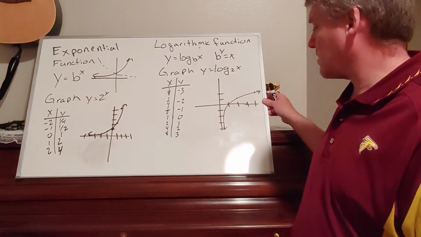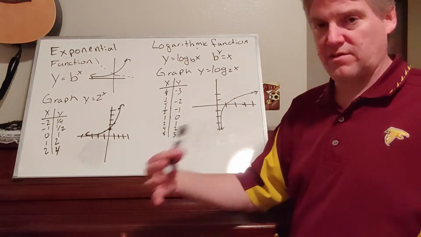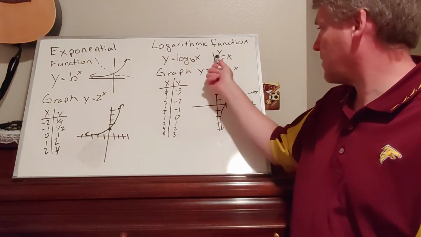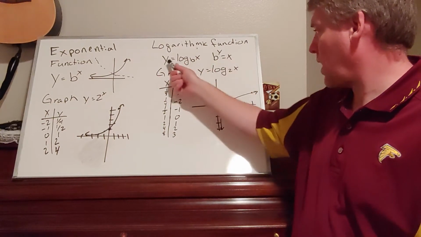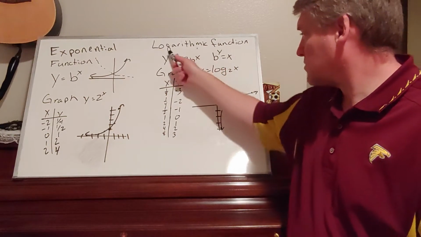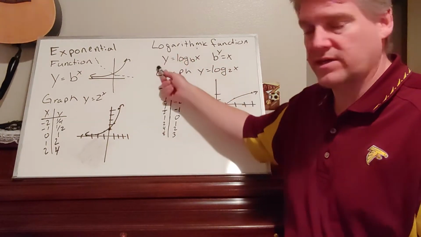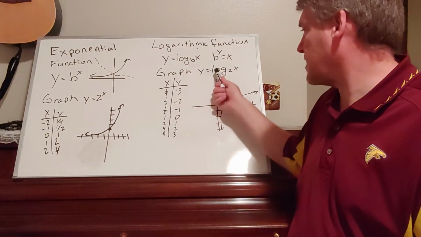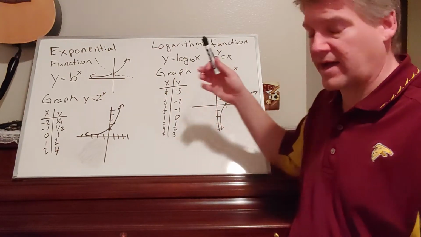Now, logarithmic functions. These are the inverses of exponential. So if x equals b to the y, then y equals log base b of x. So this is always our exponent. What's going to happen here? So graph y equals log base 2 of x.